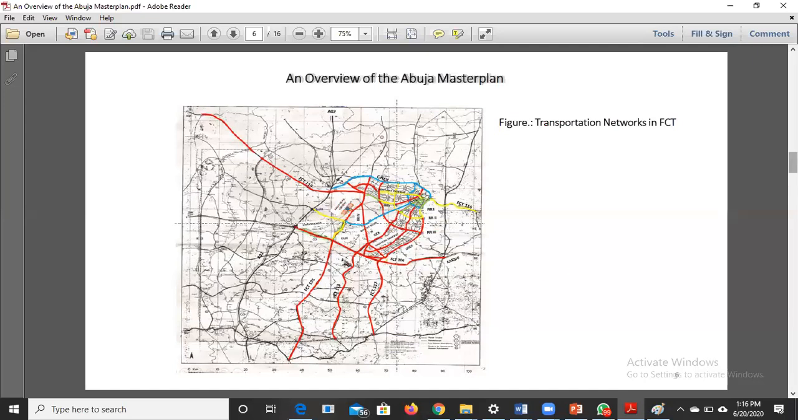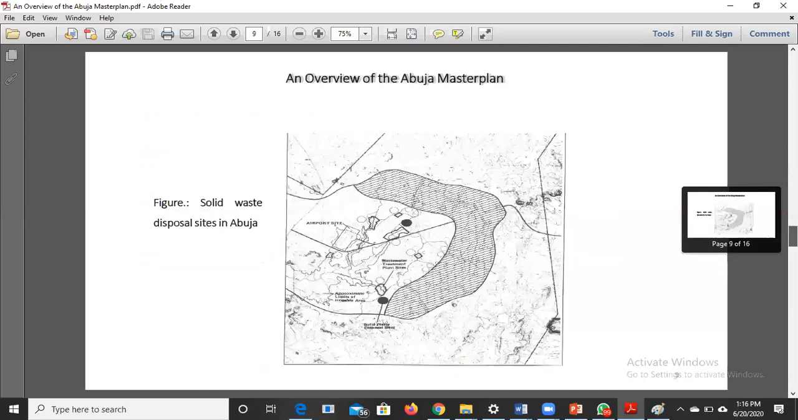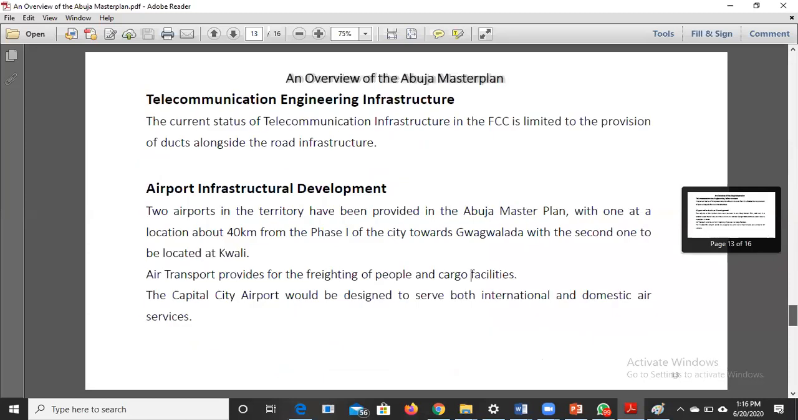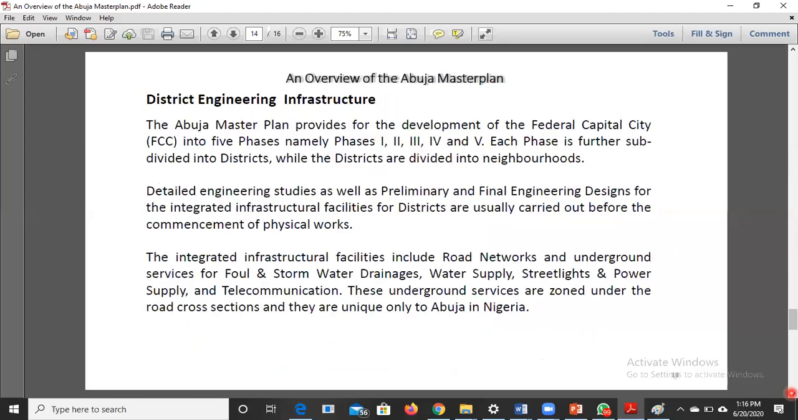Now, the district, very important, has an integrated infrastructural facility. Integrated in the sense that they work in tandem.